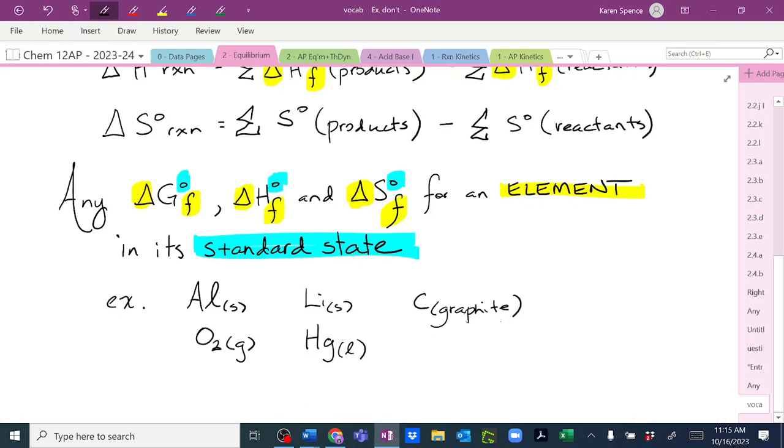Okay? Now, any G naught F, all of these things of formation for an element in the standard state equals what? 0. Good? Okay. Now, the S values that you will be given are not S formation. They're not delta S of formation. So you will have elements, their S naught will not be 0 because it's not how much entropy is changed when they are made.